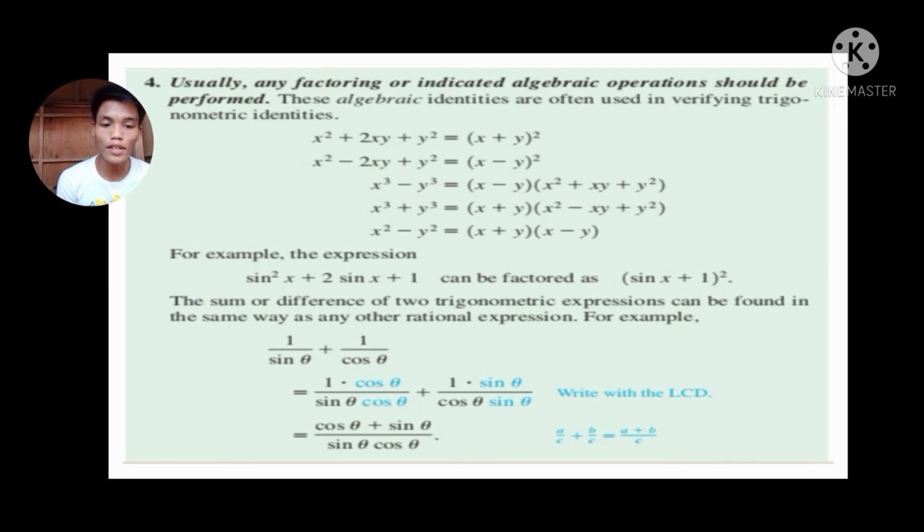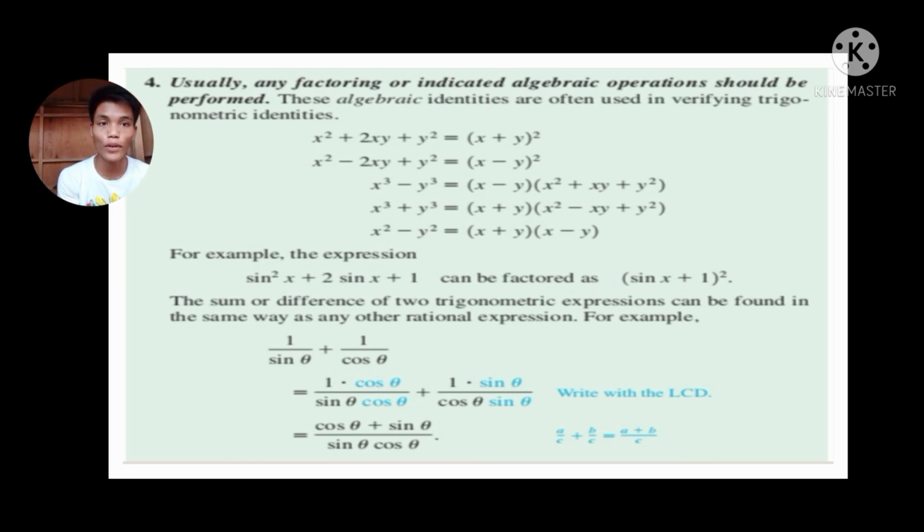So, in verifying trigonometric identities, we're going to factor out equations, or sometimes use the FOIL method, just to perform the indicated operations. These algebraic identities are often used in verifying trigonometric identities, and as you saw in this PPT, for example, x squared plus 2xy plus y squared is equal to x plus y squared. Then x squared minus 2xy plus y squared is equal to x minus y squared.